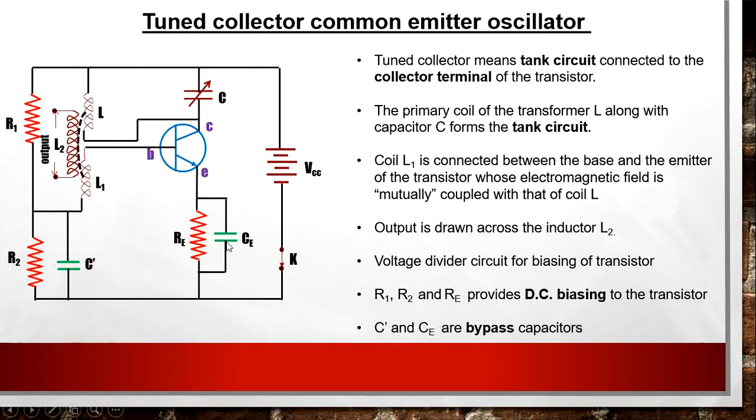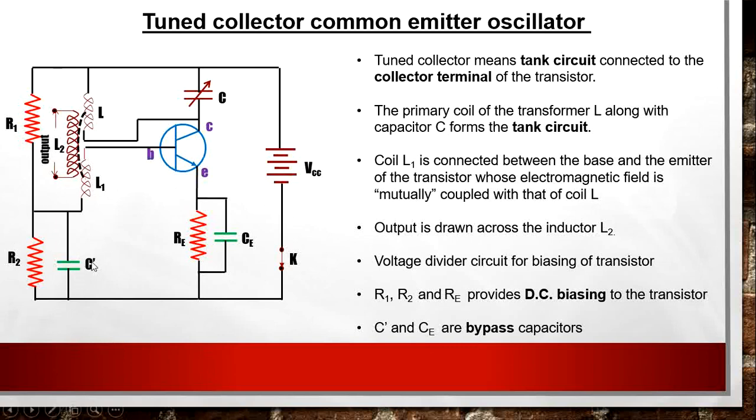अगर हम कहें कि हमारे सर्किट में CE कनेक्ट नहीं होता तो क्या होता? So if there is no CE in the circuit, then the AC signal or AC voltage drop across RE will affect the input signal. Similarly, if in our circuit there is no C prime, then what happens?